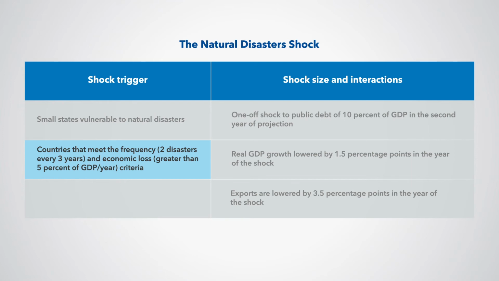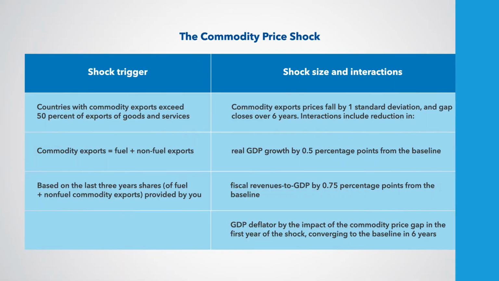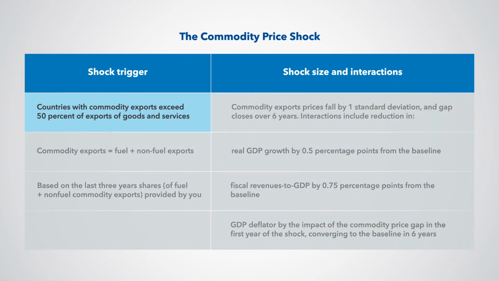This stress test involves a one-off shock to public debt to GDP in the second year of projection, and the real GDP growth and exports are lower in the year of the shock. The commodity price shock applies to countries whose commodity exports exceed 50% of total exports over the previous 3-year period. Commodity export prices fall by 1 standard deviation in the second year of projection.